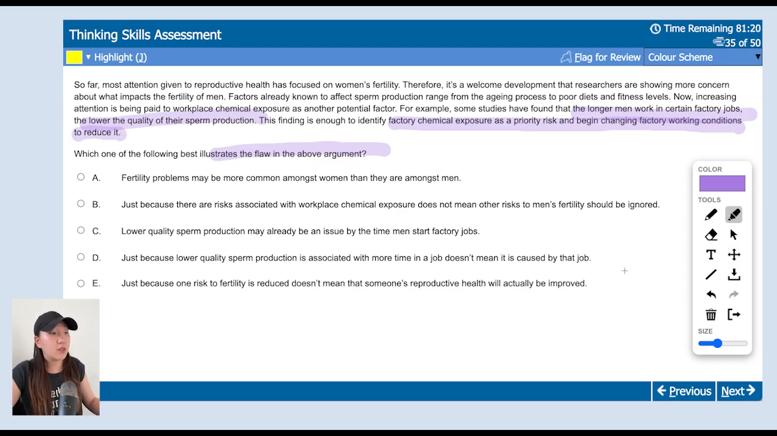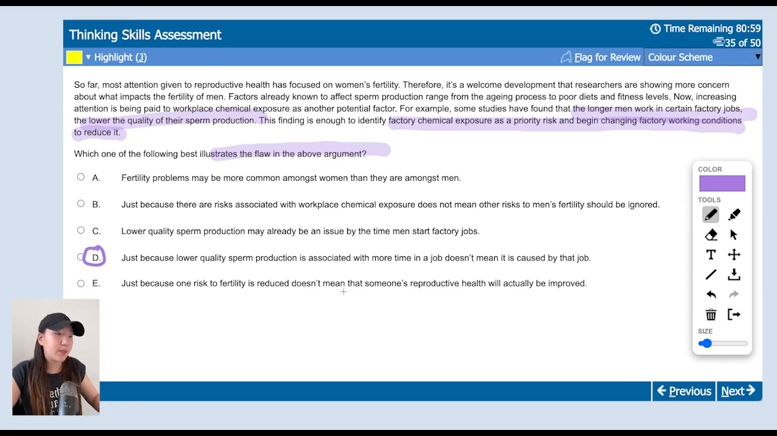This is the correlation. There is a correlation, but that doesn't mean causation. So just because the longer that men work in these certain factory jobs, it doesn't necessarily mean it has anything to do at all with the quality of their sperm production. There's no causation. So that's at least been identified in the study. So we just need to find whichever one will say that.